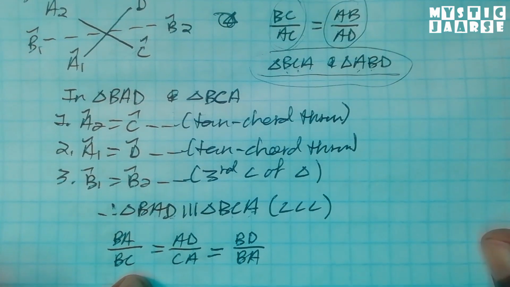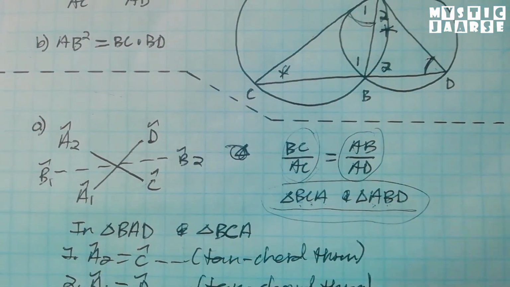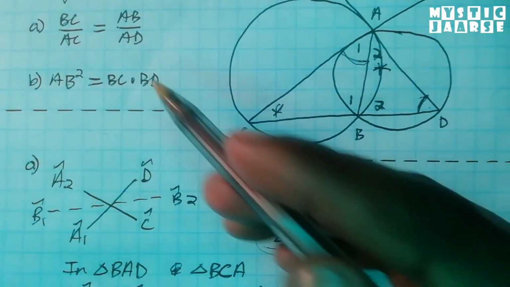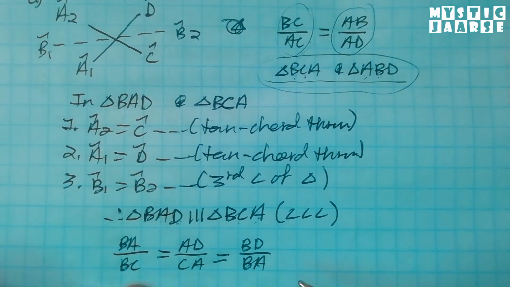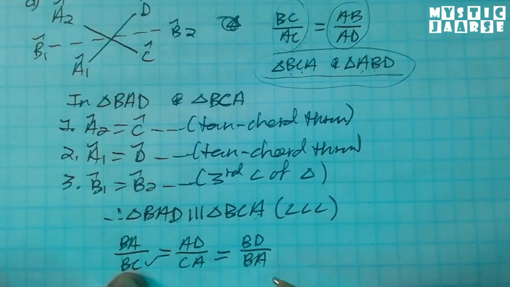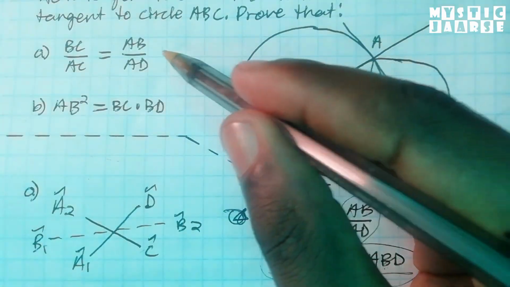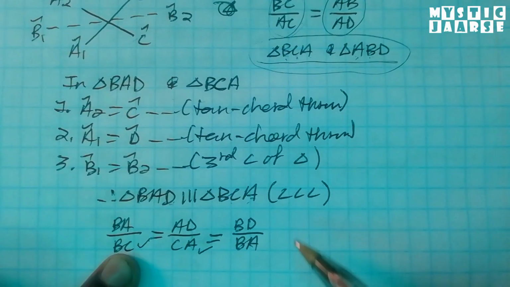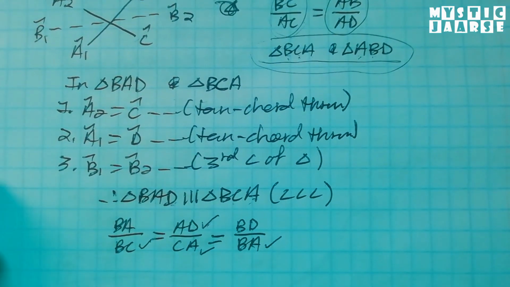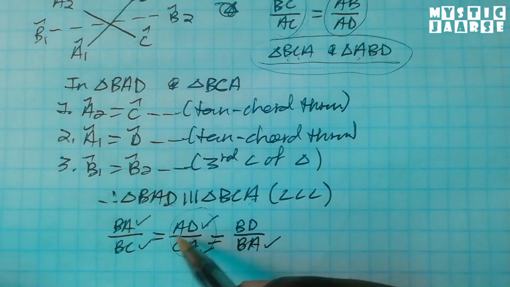And now let's take out the pair that we're going to use to answer number A. So for number A, we have BC, AC, this is CA. We have AB and AD. Oh, this is also AB. So we are going to use this pair.